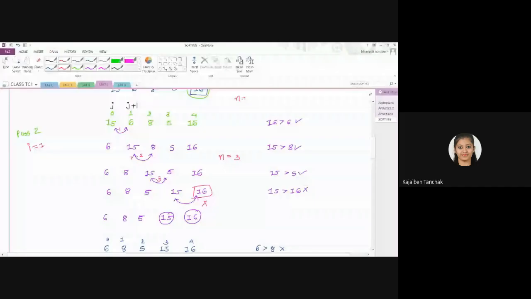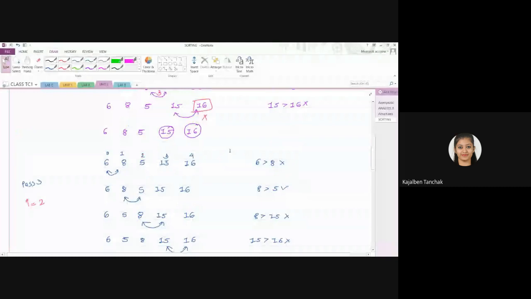In the first pass, we fixed the position of 16, that it will stay at the last index because it is the largest value. Then in the second pass, is it necessary to compare 15 with 16? Once we have found the position of 16 here, this position is fixed, it cannot be changed. So is it necessary to compare 15 with 16? Tell me. No, right? So this comparison is unnecessary, right? So if you modify this algorithm, the number of comparisons in the second pass will be what? 1, 2, and 3. So here n equals 3, here n equals 4, right? Same way here.